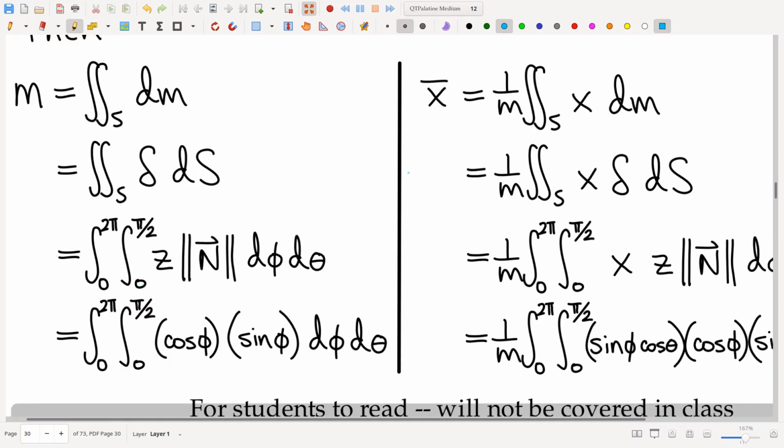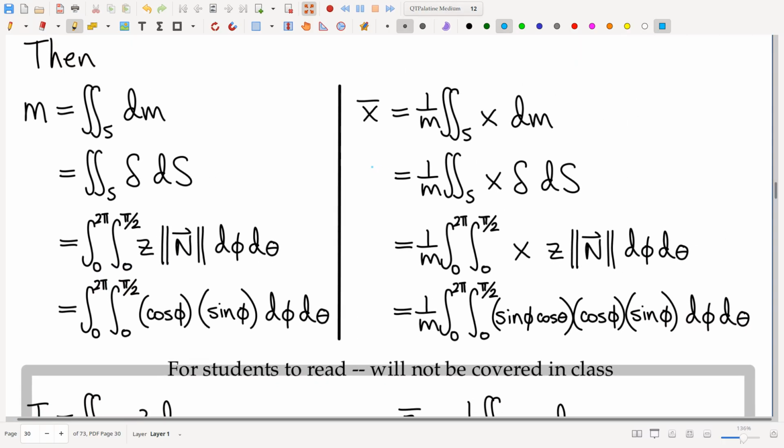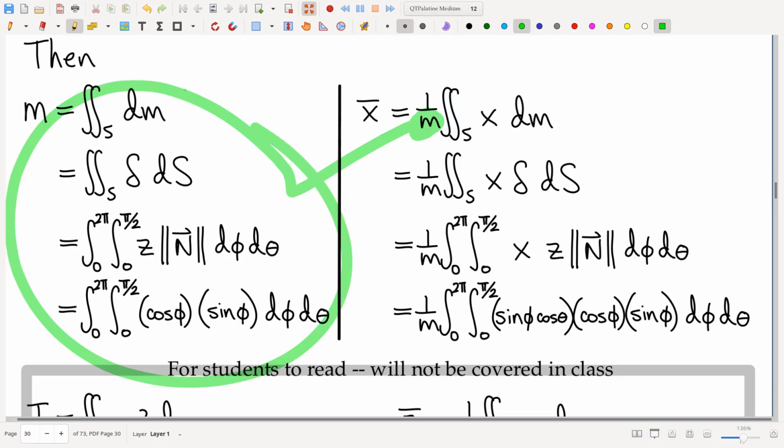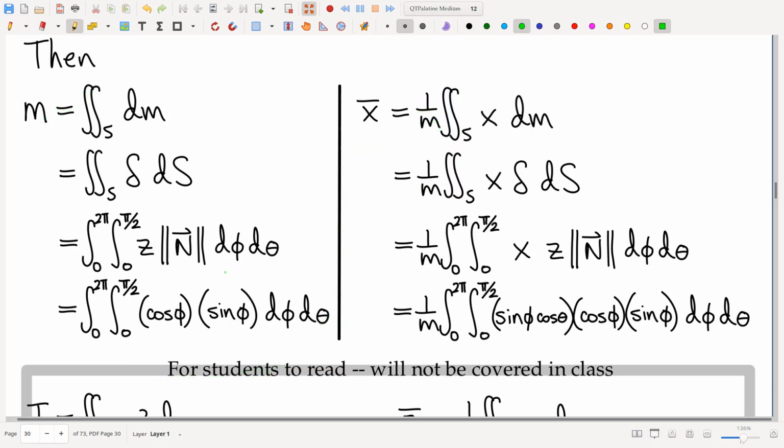At least I'm going to wave my hands at the second one. The second one, we were interested in the x-coordinate of the center of mass. There's a handy formula from section 5.6, right? If you want to know a given coordinate of the center of mass, it's always like this. Conveniently, we've already computed that mass here, right? So we don't have to do that over again.